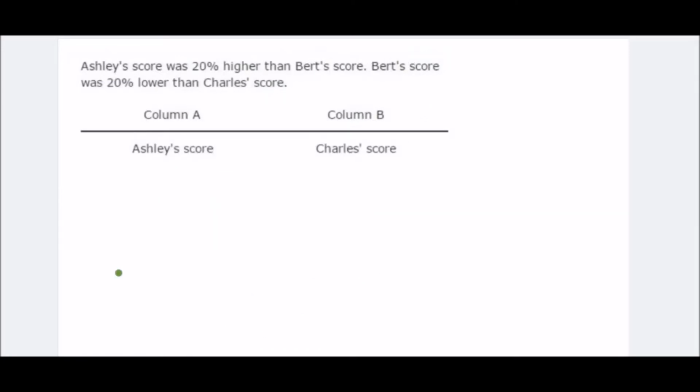So next question is Ashley's score was 20% higher than Bert's score and the Bert score was 20% lower than Charles' score. For column A, we have to find out the Ashley's score, and for column B, we have to find out the Charles' score. So given two conditions, we can analyze it one by one. Ashley's score is B plus 20% of B, right? It will become 1.2B. And for Bert's score, B is equal to 20% lower than Charles.